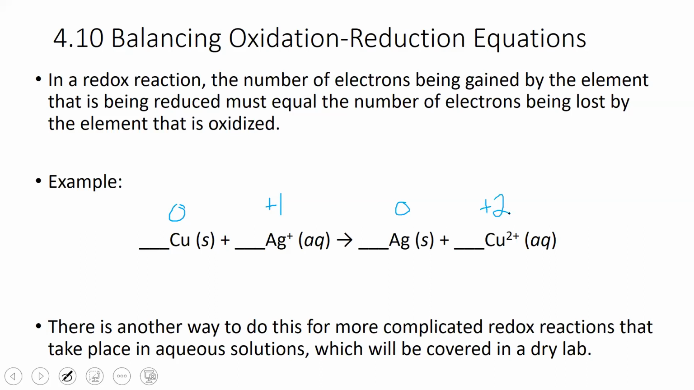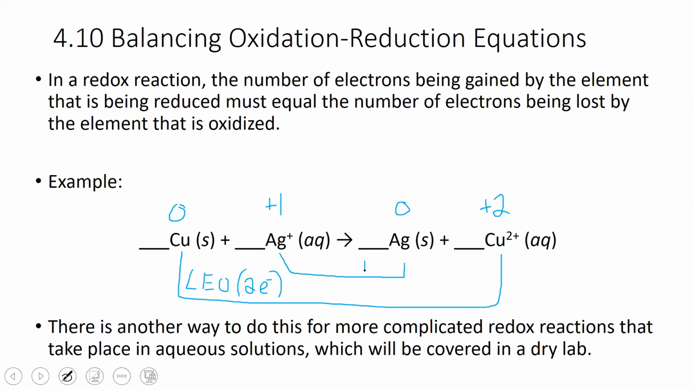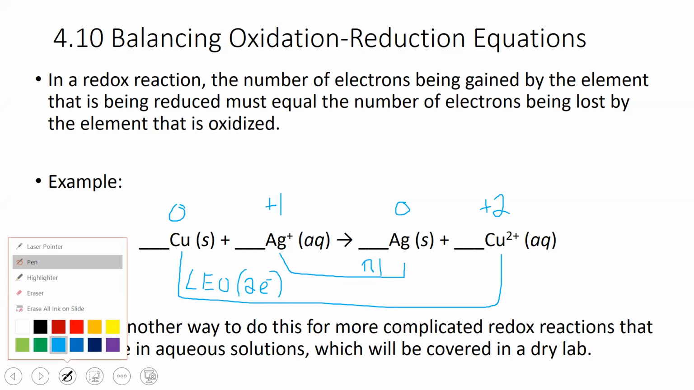And so what we have here is we can identify that copper loses 2 electrons. We can use LEO GER or OIL RIG notation and the tie lines to identify that. And just as a note, each copper loses 2 electrons, so I'm going to include that in my tie lines. And with the silver, that's reduced.